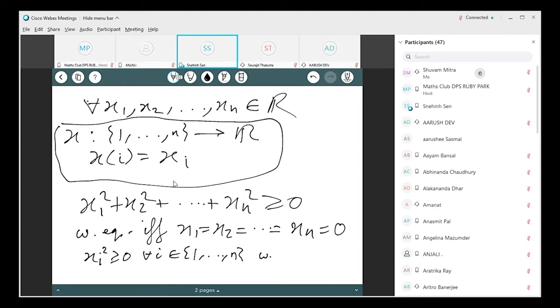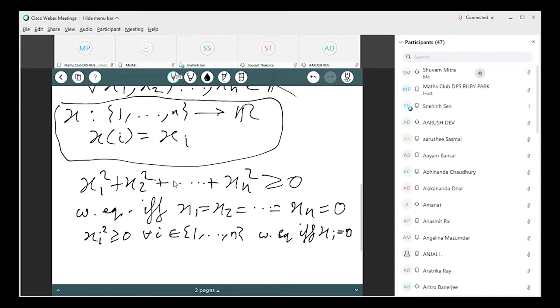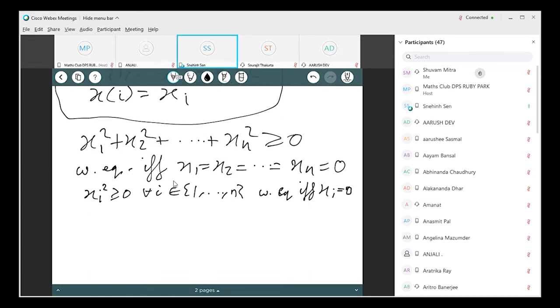With equality if and only if xi equals 0. Now you take a sum over here of all these xi squares, and the RHS are zeros. So 0 plus 0 n times is 0. So what it becomes is x1 square plus x2 square plus dot dot dot plus xn square.